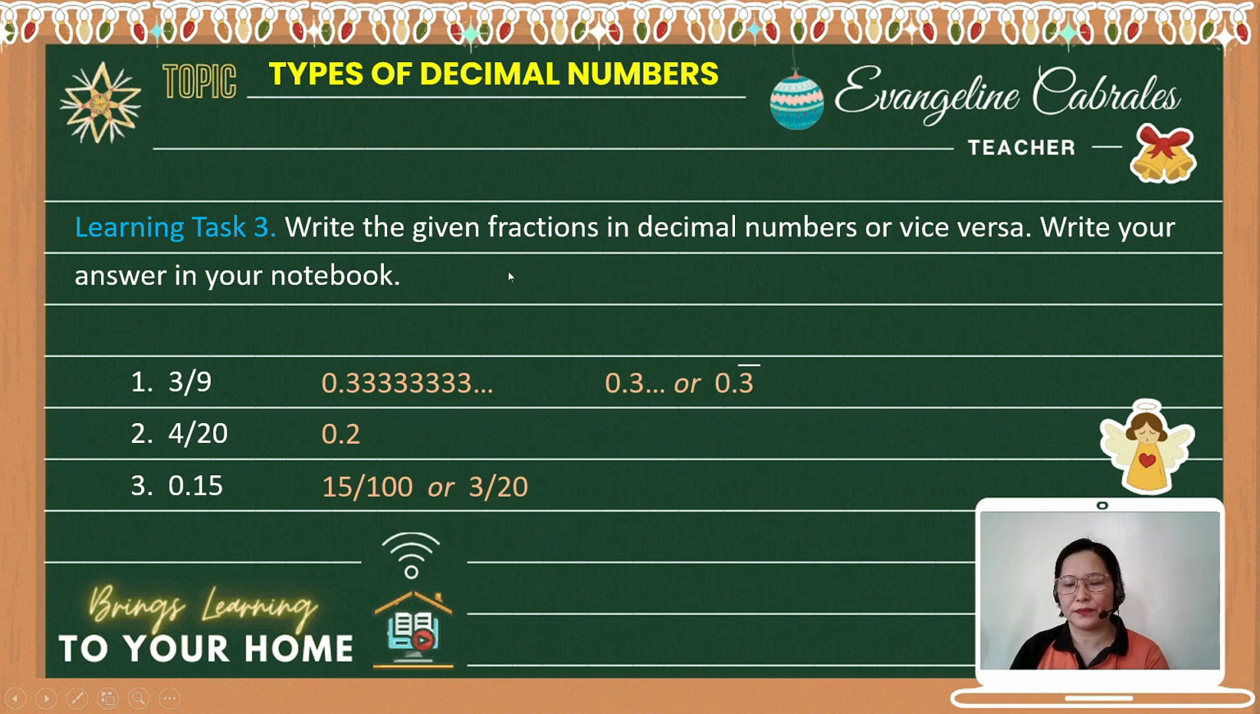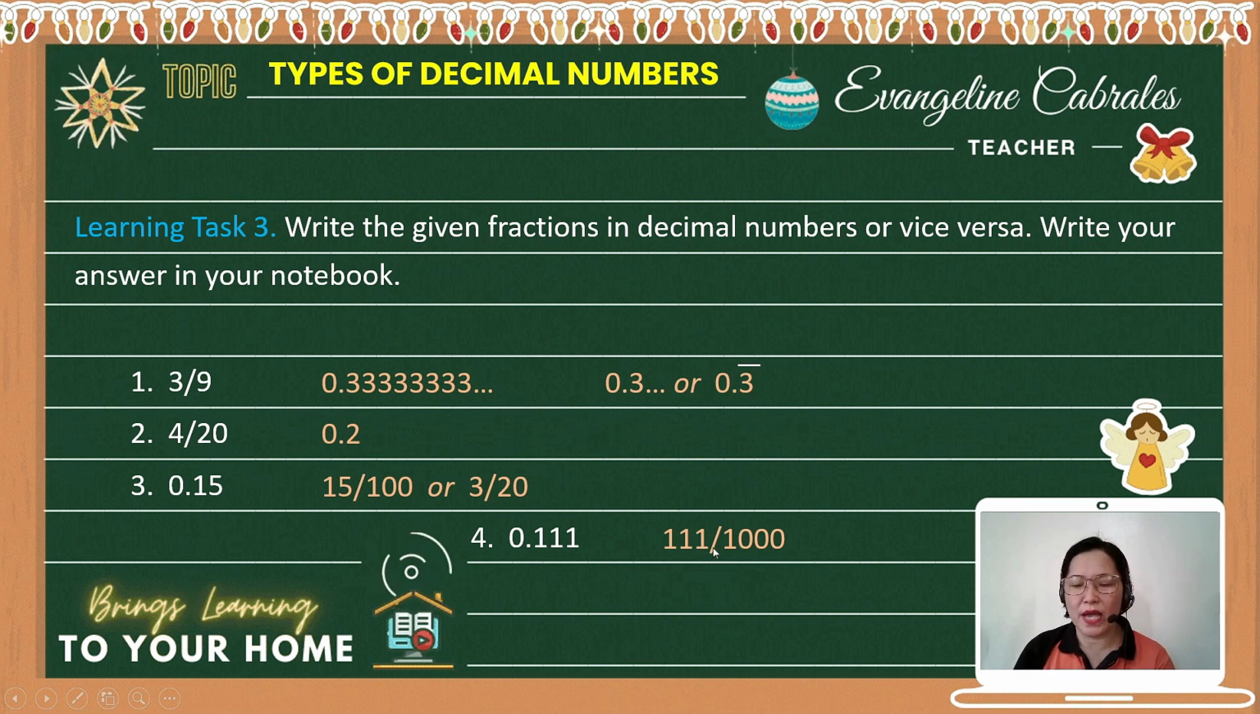So, another one is 0.111 or 111 thousandths. So, ano siya sa fraction? 111 ang numerator at 1,000 ang denominator dahil ang kanyang place value ay thousands. Okay? So, that's the equivalent in fraction of this decimal. Kasi hindi naman na siya pwedeng i-reduce to lowest term. So, that is what you will do for learning task 3.